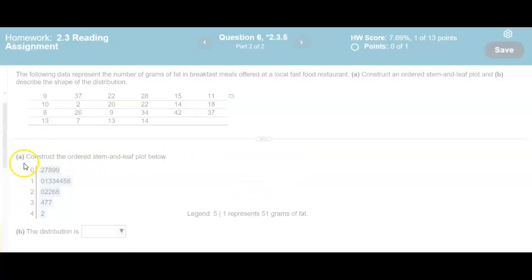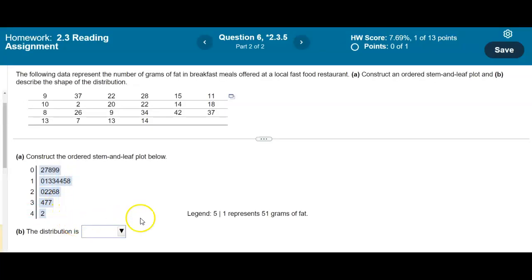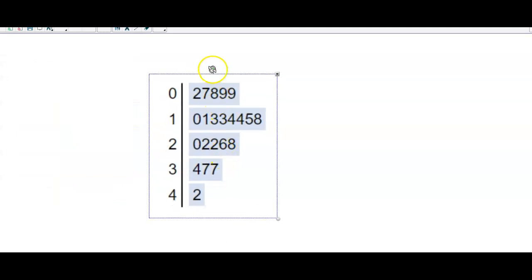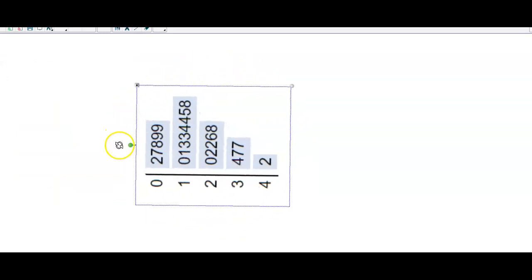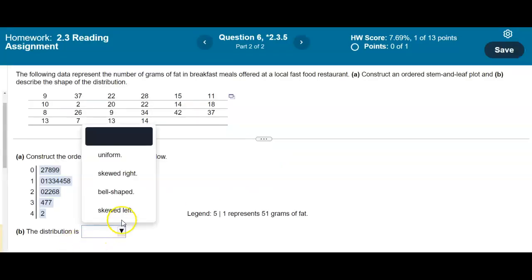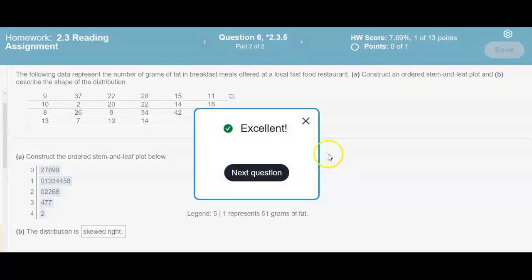So I'm going to copy this into my screen, and now I'm going to rotate this to the left. The reason I do that is because I want to see what the distribution looks like. Now I'm going to try to draw a bell curve with this data. You can see that it starts up really high and keeps going higher, and then it starts tailing off to the right. So what does that tell us? That tells us that this is skewed right. So the distribution is skewed right, and there is our answer.